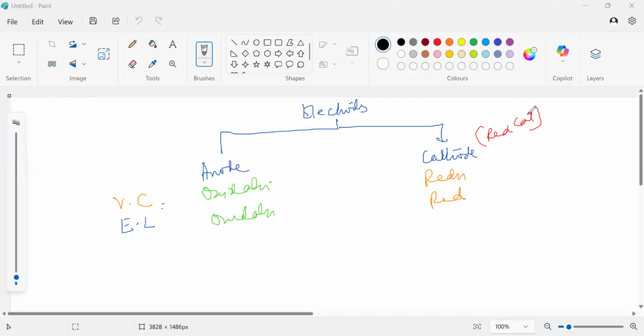When we talk about the rhyme, what rhyme do we know? Red cat. Reduction happens in cathode only. Remember this thing that I have got a red cat. Reduction happens in cathode, right? Now we go to the next part.